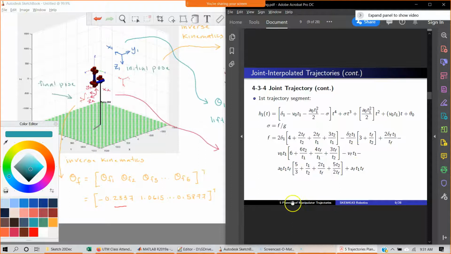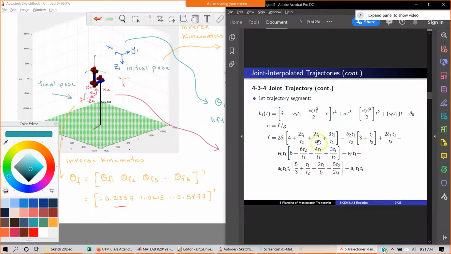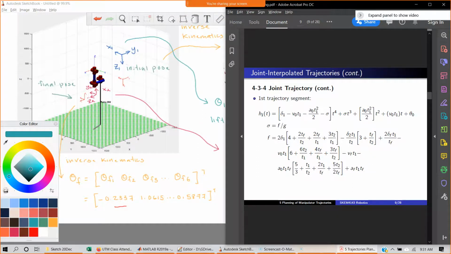So let's try to compute this now. If you have no further questions, I'll proceed with computing these equations. Can you please prepare your calculator so that you can help me to compute? Please bring out your calculators.